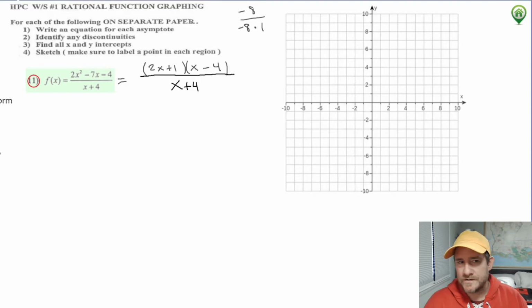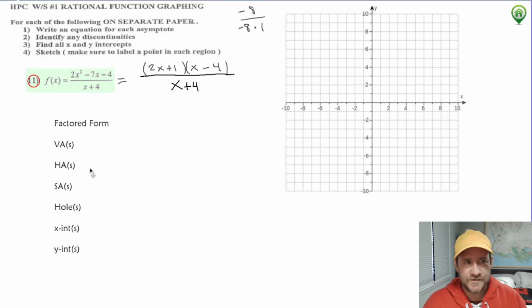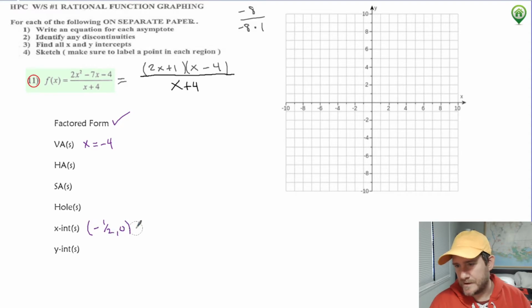But I'm factored. So here's all the things we should consider. Factored form, check. I did that. Vertical asymptotes, x plus 4 gives me a vertical asymptote at x equals negative 4. The numerator gives me zeros at positive 4 and negative 1/2. So those will be my x-intercepts. Negative 1/2, comma 0, and 4, comma 0.